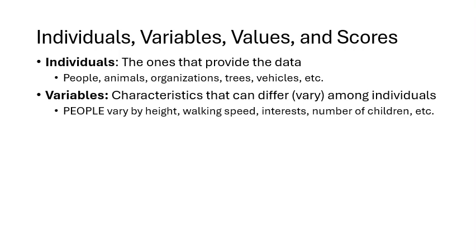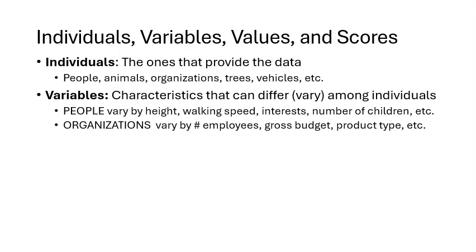So people, just to have these in writing, vary by height. These are just some examples of a million possible examples. We vary by how fast we walk. We vary by our interests. We vary by the number of children we have, and so forth. Organizations can also vary. They can vary by the number of employees they have, or by the gross budget, or by the product type. So all of these things are called variables.